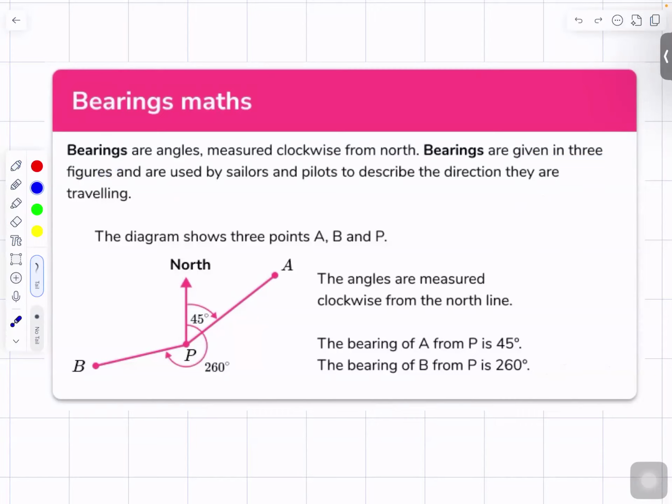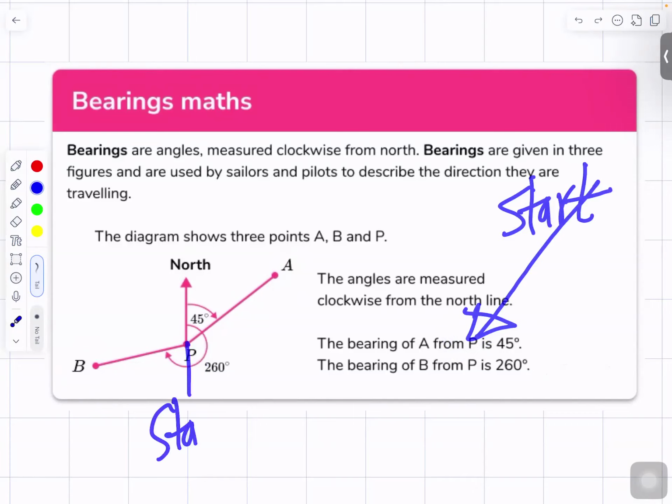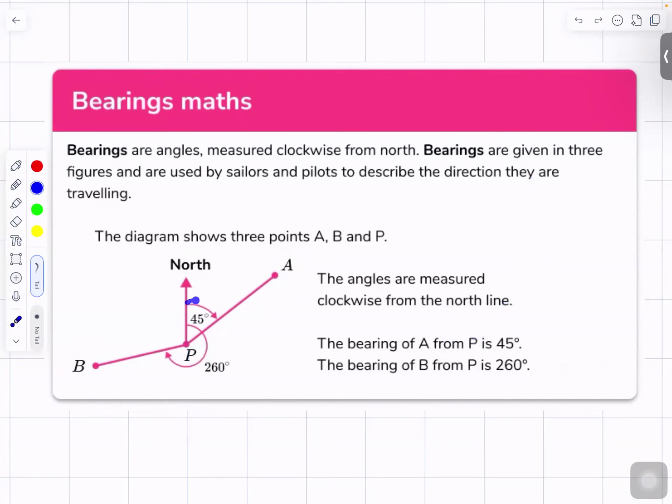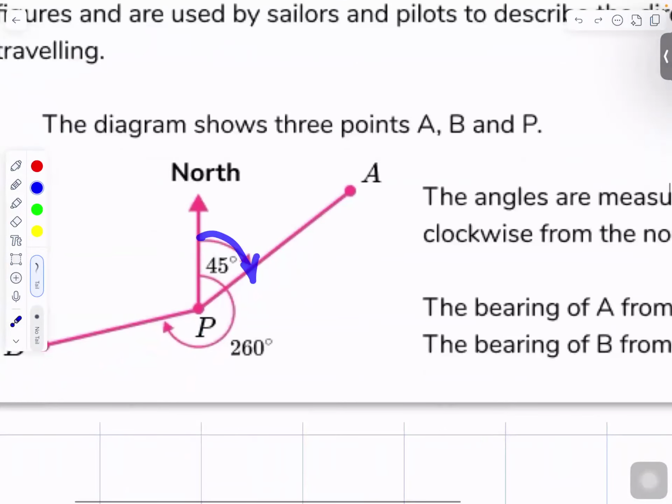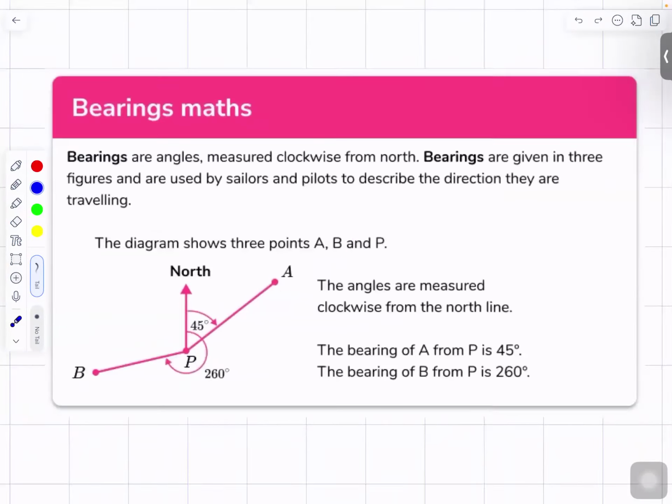For example, the diagram shows 3 points, A, B, and P. The angles are measured clockwise from the north. So the bearing of A from P means you start from P, the second letter. When it says from, that's where you start. Remember that. From P, you start at P and measure the angle clockwise. When you measure it clockwise, it's 45 degrees.